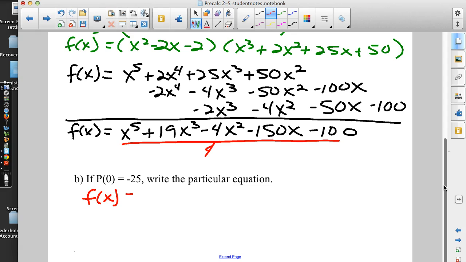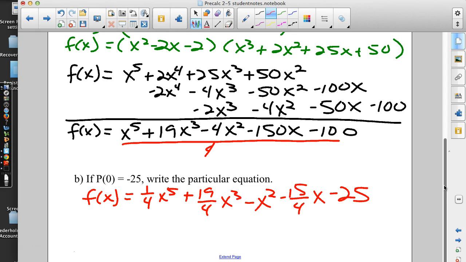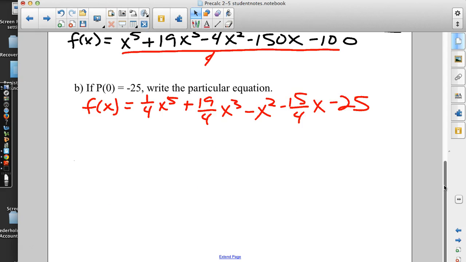happen. So f of x will equal 1/4 x to the 5th plus 19/4 x to the 3rd minus 1 x squared minus 15/4 x minus 25. As if the other stuff we did wasn't enough. That's 150 over 4. That's 150, you mean? 150. So it's 75 over 2. Thank you. I looked up there and ignored the 0.